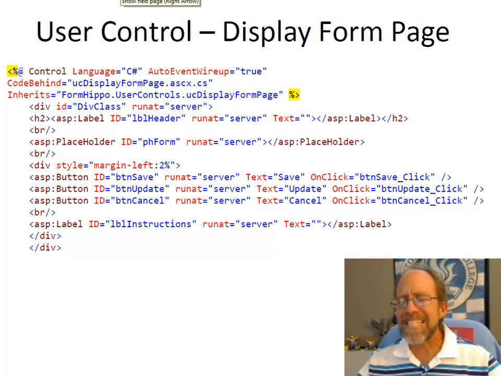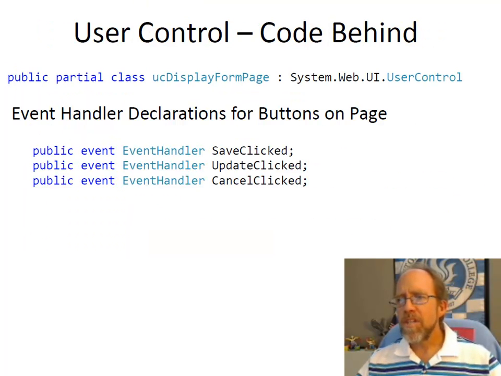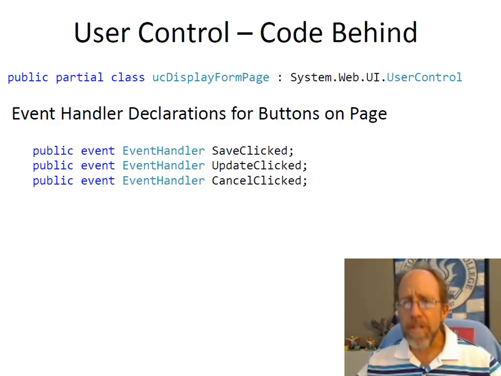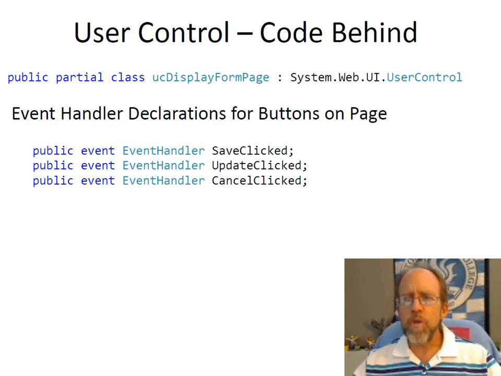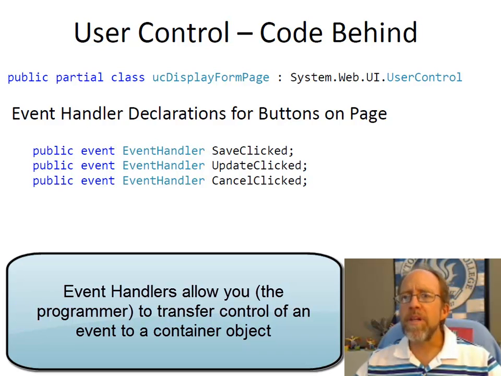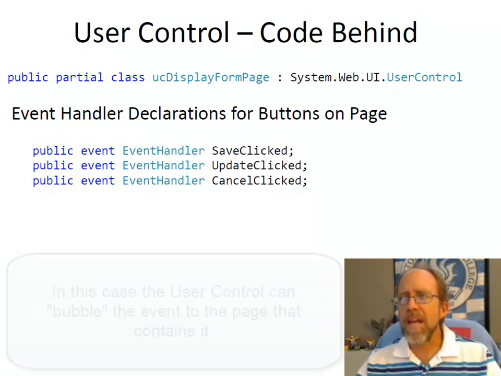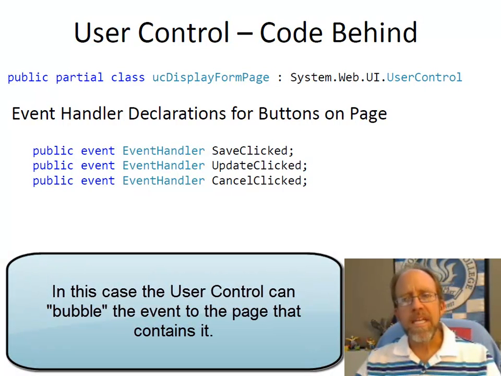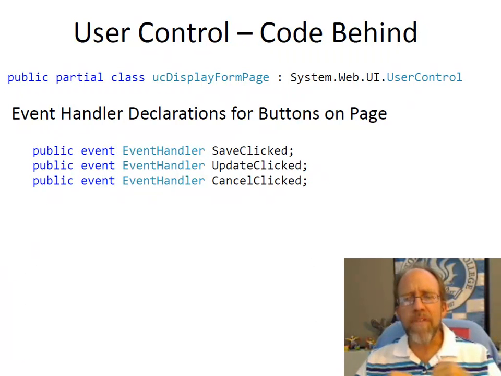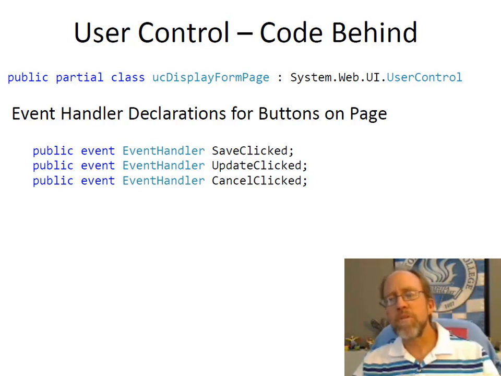But let's look behind the scenes a little bit at this UC display form page. So when you create this user control, you're going to get a public partial class called UC display form page, and I do place inside the declaration 3 event handlers: save clicked, update clicked, and cancel clicked. Now it doesn't mean that I don't handle these with methods in the user control. I do, but I need to have the capability of bubbling control up to the object which has the user control on it.